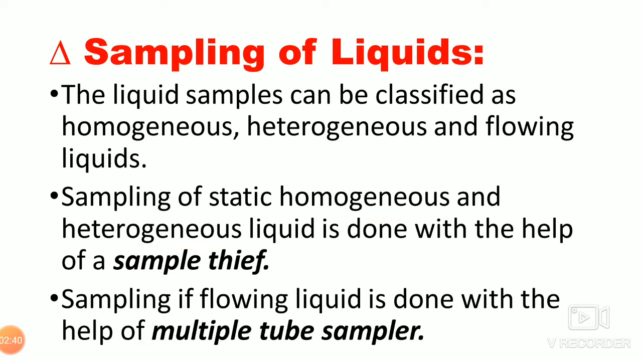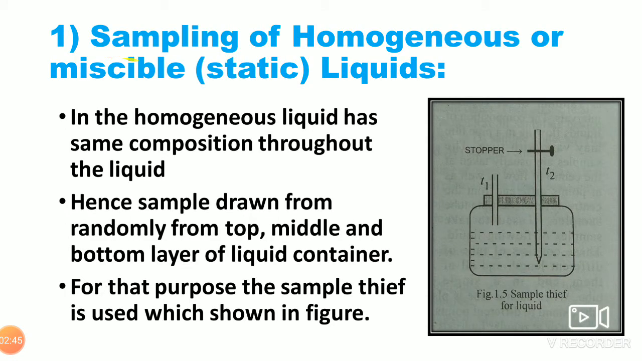Now, first of all we will see the homogeneous and miscible static liquid, that is, sampling of homogeneous or miscible static liquids. First of all we can see this one. For sampling homogeneous or miscible static liquids, the sample tube, this apparatus, is useful. First of all, I told you this apparatus is the sample tube.